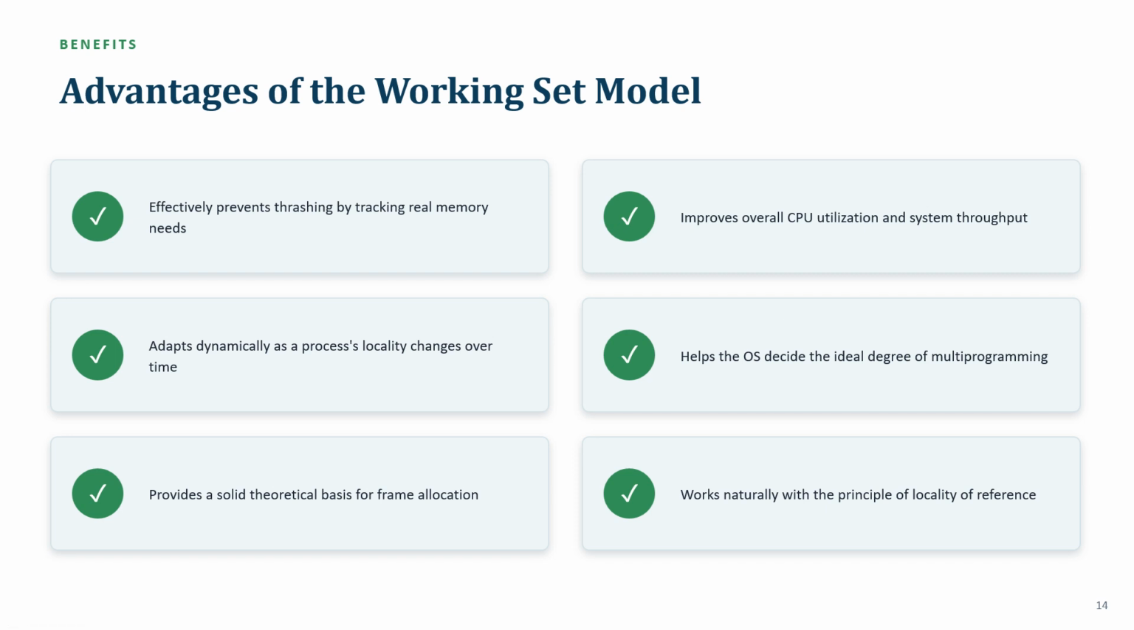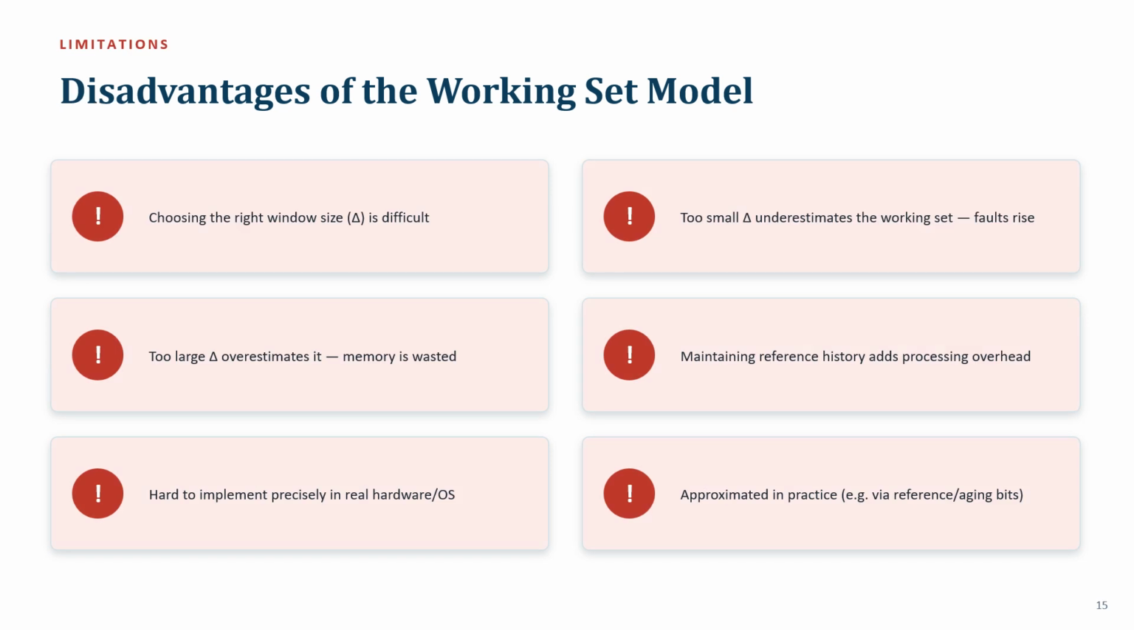Although there are many advantages of the working set model, there are also some disadvantages. The biggest challenge is choosing the right window size, which is delta. If delta is too small, the model underestimates the true working set and page faults start increasing again. If delta is too large, it overestimates the working set and memory gets wasted holding pages that aren't really needed anymore. Maintaining a history of recent references also adds processing overhead. The OS has to keep track of timestamps or reference bits for every page.